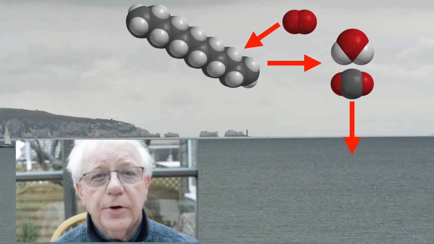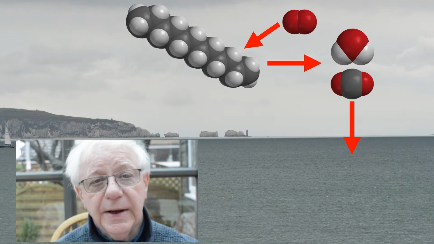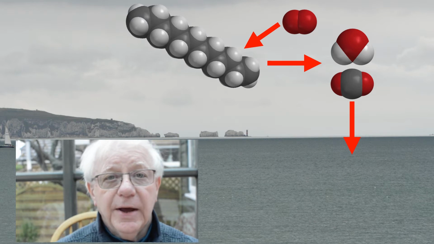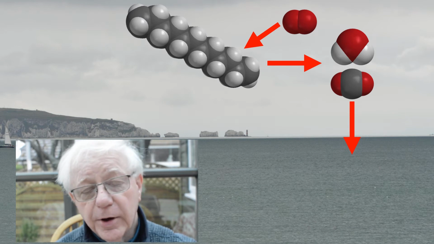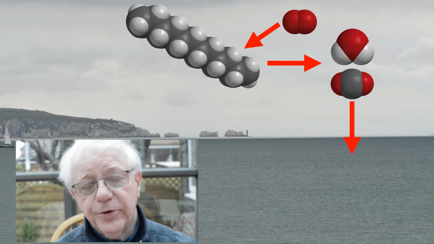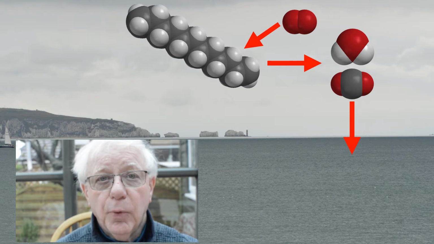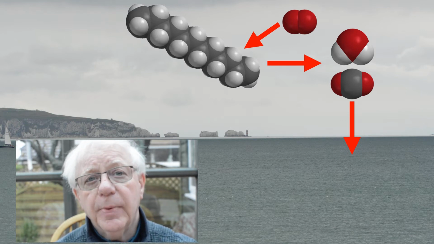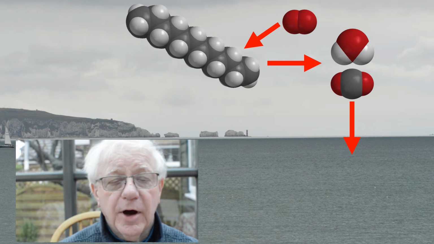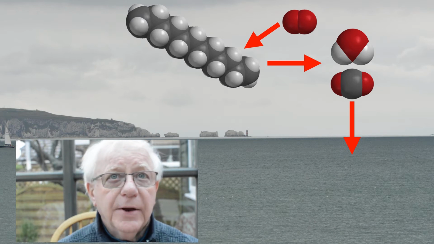Hi, this video looks at what happens to CO2 chemically. In this diagram here you can see a hydrocarbon molecule which is reacting with oxygen, and the products will be water from the hydrogen on the hydrocarbon and CO2 from the carbon backbone. So where does that go?